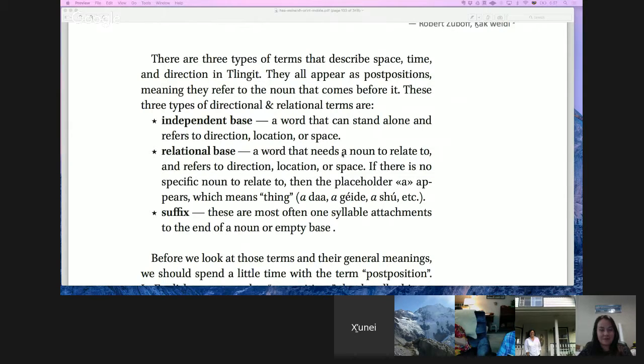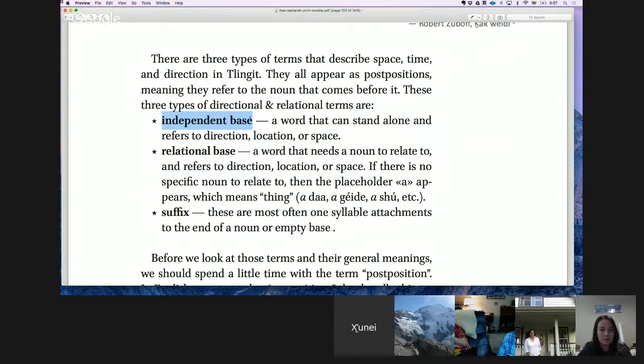Other people might look at them differently. We could all call these just relational terms, which means they talk about how these things relate to each other, or they talk about fixed locations in the Tlingit universe. So the first thing is an independent base. An independent base is a word that stands alone, it can take on a suffix, and it usually refers to a fixed direction, right? Beach.